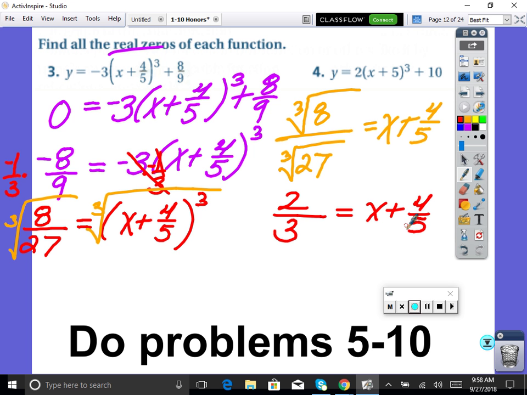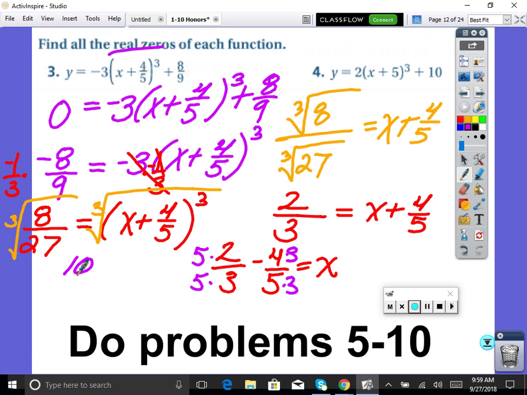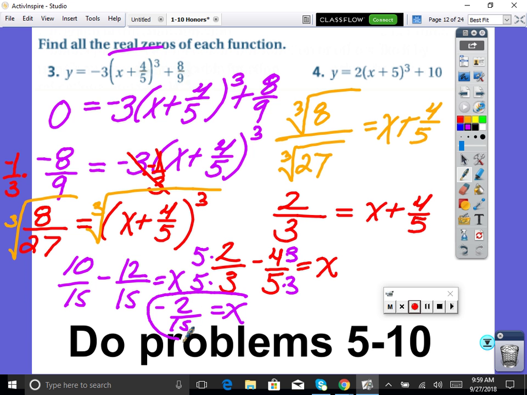So now we'll subtract 4/5. So we have 2/3 minus 4/5 equals x. You could type it into your calculator, hit math, enter, enter, or just get a common denominator. So times by 5 over 5, times by 3 over 3. So then we have 10/15 minus 12/15 is equal to x. So then that's -2 over 15 equals x. There's our one real root. You can just type it in your calculator, 2/3 minus 4/5 and then hit math, enter, enter. And then we'll change it back to a fraction.